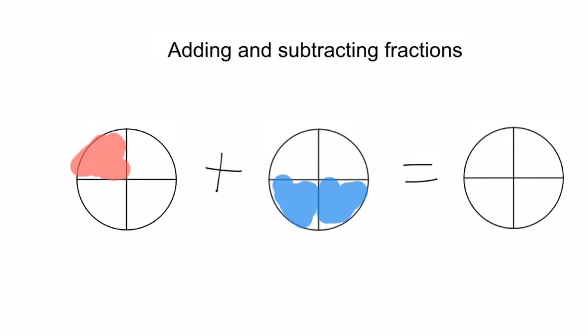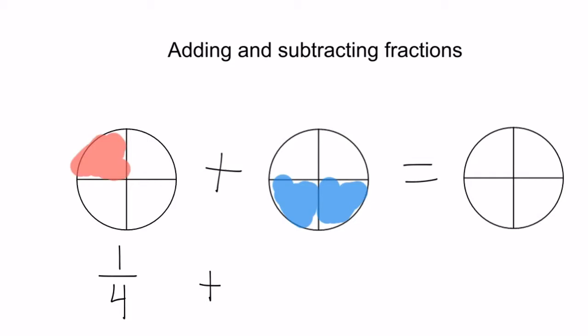When we're looking at adding fractions, we'll look at a visual example first. So here we have a fraction with one section out of 4 filled in. So we know that that fraction is worth 1/4.